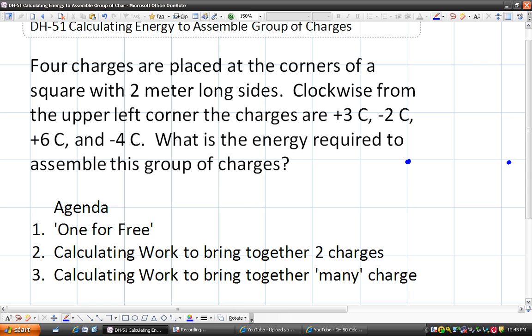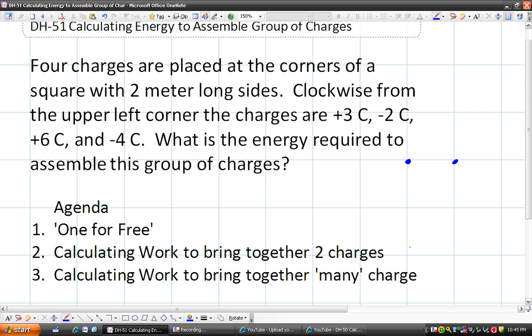If I take some other charge and bring it in from infinity to here, it's going to bask in the electric field that comes from this first charge. In doing so, you're going to have to apply a force against the force due to the electric field from the first charge. So that's one work that you're going to have to do. That's some change in potential energy.